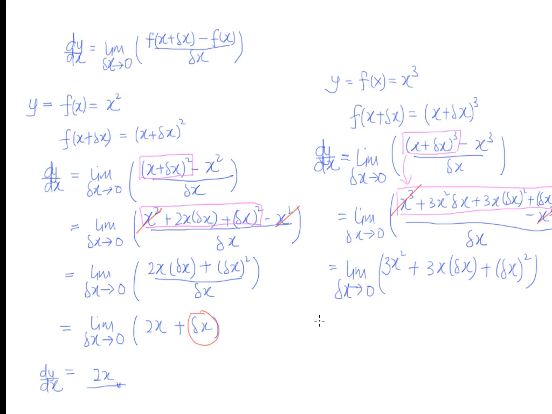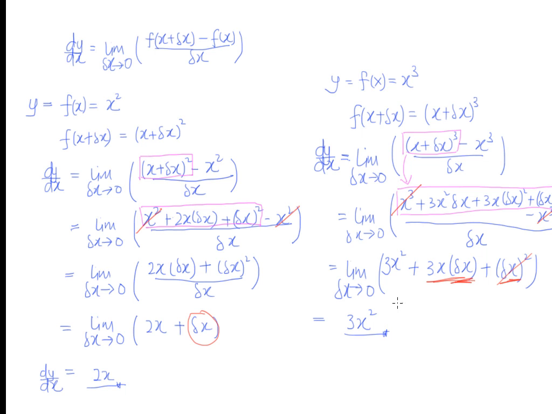I think it's not difficult to imagine that if my delta x tends to 0, that means this is as good as 0, and the entire thing is not really affected by it, so you can throw it away. If delta x is as close as possible to 0, maybe 0.000001 or something like that, when you multiply by 3x, the entire thing is as good as 0 as well. So that leaves us with the answer of 3x squared.